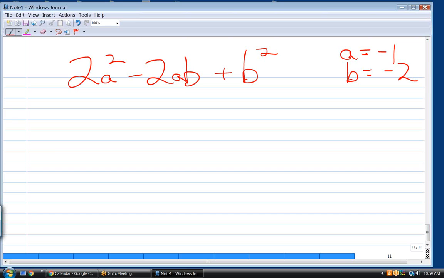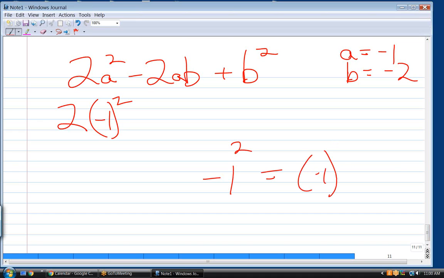Merely plug it in exactly as you see it. In other words, I'm going to put a 2 there for that 2. And in place of A, I'm going to write -1, but I need to put it in parentheses because I want to make sure the -1 is squared. Incidentally, this means different than this. When I write that, the square only applies to the number. It does not apply to the sign.